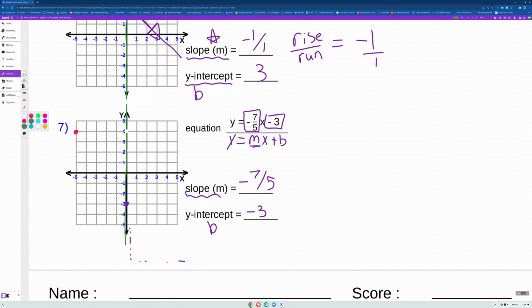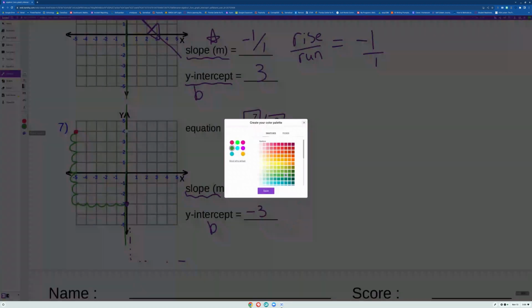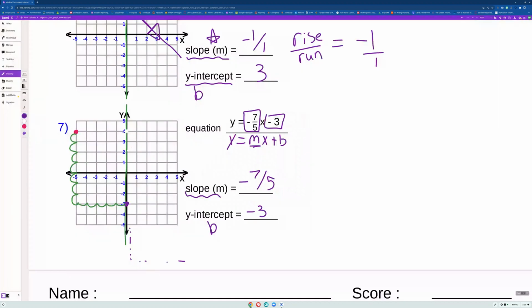Let's say that I'm now going to look at my slope, -7 over 5. That means that I should go down 7 and then over to the right 5. So if I'm going 1, 2, 3, 4, 5, 6, 7, and then to the right 5, 1, 2, 3, 4, 5. Because I ended up at my original point, that means that my slope is correct. I plotted it correctly. So all I'm going to do now is just connect the dots. Just like that.